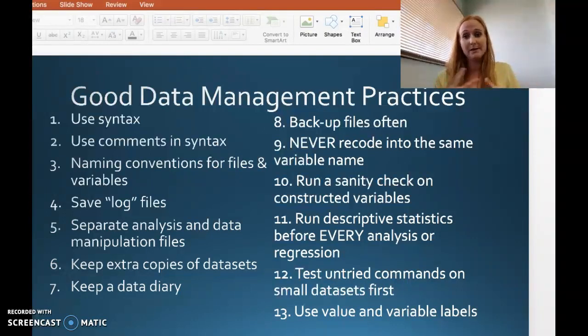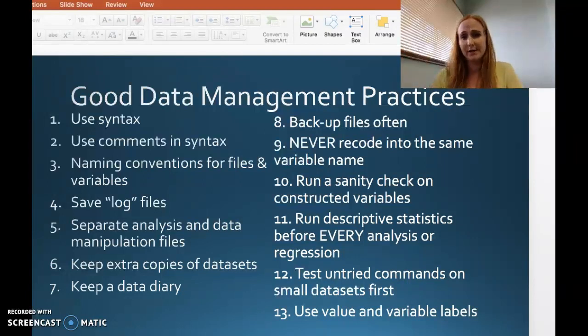Number 2, use comments in syntax. So you can tell yourself, this is what this means, or this is what I was doing. Make good naming conventions for files and variables. Use good version control. So if you're in a data set one day and not the other, you don't forget stuff. Save your log files or your output files. Separate analysis from your data manipulation. So keep extra copies of your data sets so you have an original that's clean in case you mess up on something. Keep a good data diary.